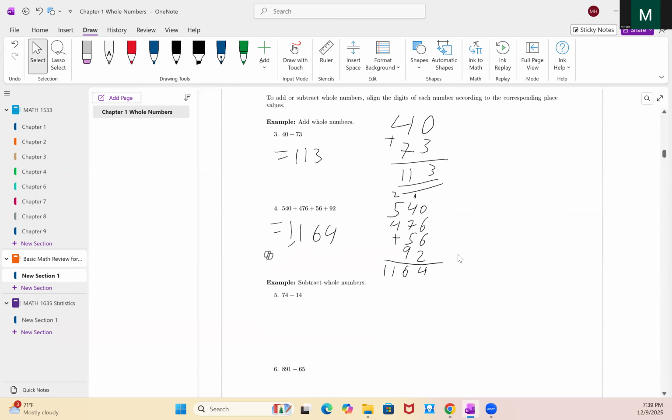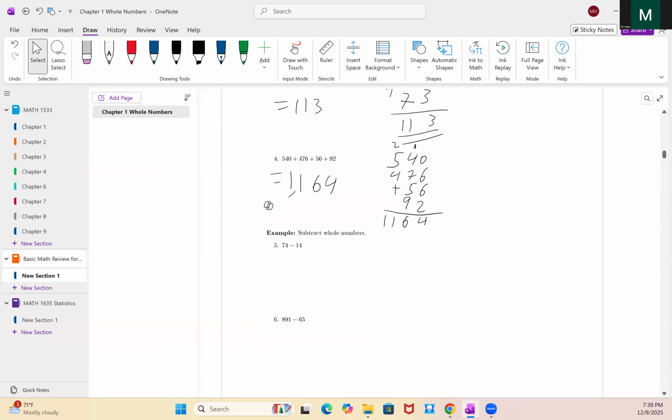To subtract, we do the same thing. We align the digits according to their place values. So we have 74. And for the 14, the 4 is the ones place, so we align it with the 4 in the 74. And the 1 is the tens place, so we align it with the 7 in the tens place, and we subtract. So we subtract the number on the bottom from the top number. So 4 minus 4 is 0. 7 minus 1 is 6. So the answer for this is 60.